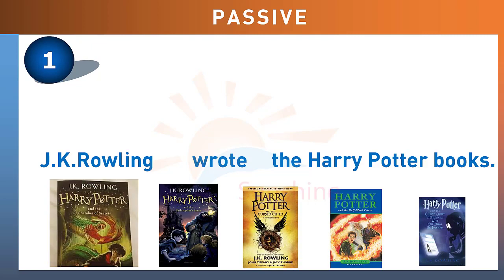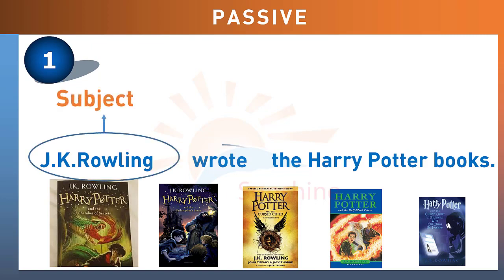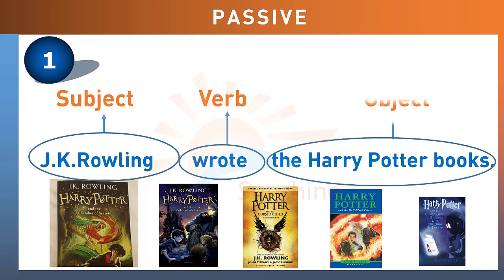The first step is to identify the subject, the verb, and the object. The subject is J.K. Rowling. The verb is wrote, and the object is the Harry Potter books. In the active voice, the emphasis is on the subject, J.K. Rowling, whereas we want the passive voice, where the emphasis will be on the object, the Harry Potter books.